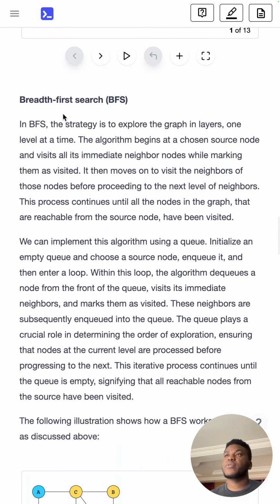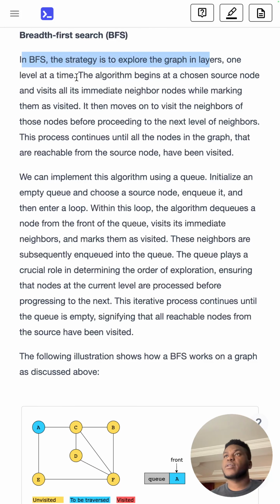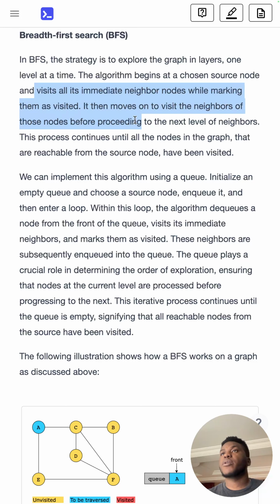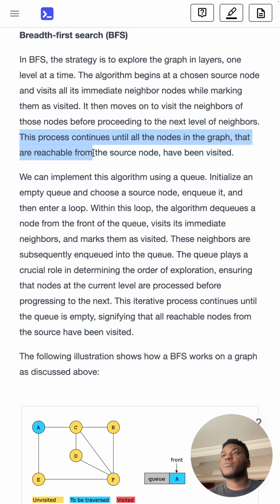All right, now breadth first search. Now in BFS, the strategy is to explore the graph in layers, one level at a time. The algorithm begins at a chosen source node and visits all its immediate neighbor nodes while marking them as visited. It then moves on to visit the neighbors of those nodes before proceeding to the next level of neighbors. This process continues until all the nodes in the graph that are reachable from the source node have been visited.